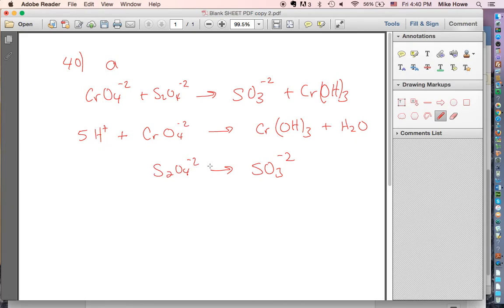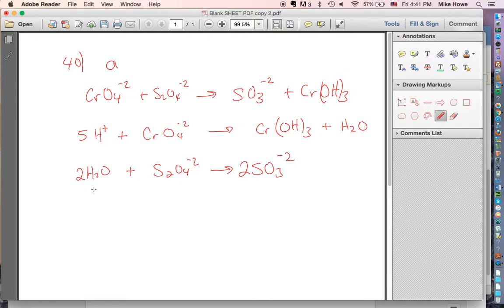All right, down here we can see immediately that we got 2 sulfurs here. So you need to deal with that before you deal with anything else. So you have to put a 2 there. That makes us have 6 oxygens. On this side, I have 4 oxygens. So how many waters will I need? 2 of them.